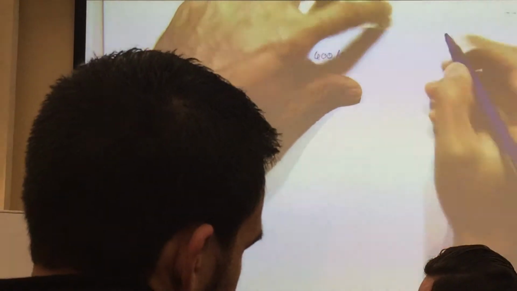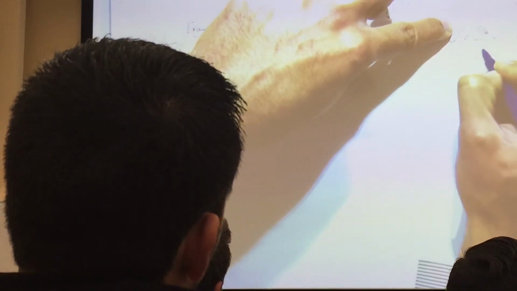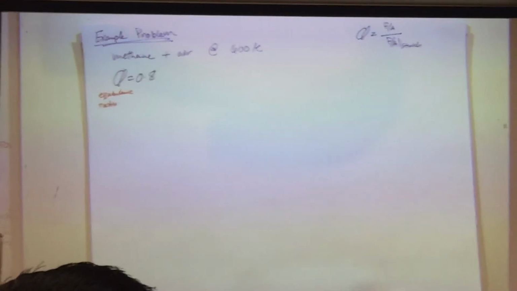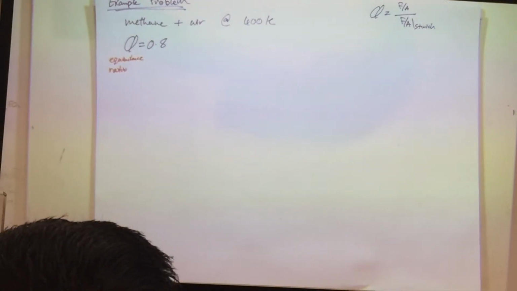So phi is equal to the fuel relative to air, relative to the fuel to air of stoichiometric. So that means, am I burning ideal here? No. If it's 1, then it's stoichiometric. But since it's 0.8, what does that mean? Am I rich or lean? Lean. Why? Because I'm putting less fuel relative to air. So in this case, it's actually lean fuel.